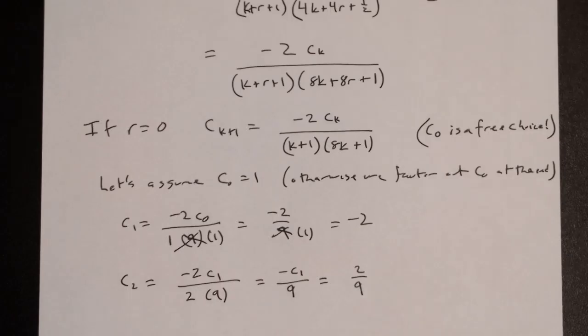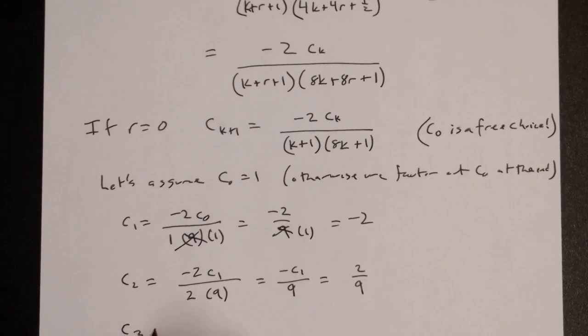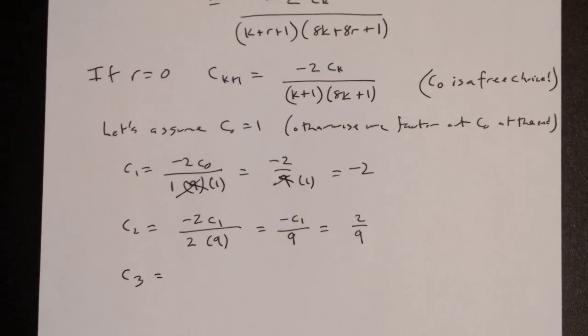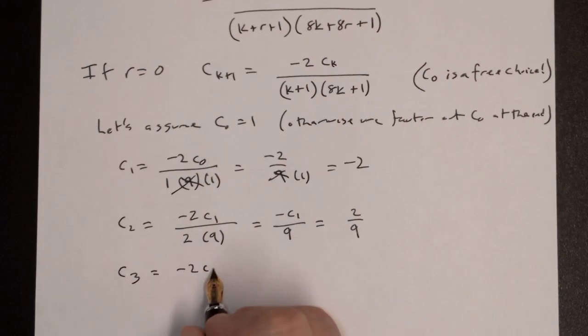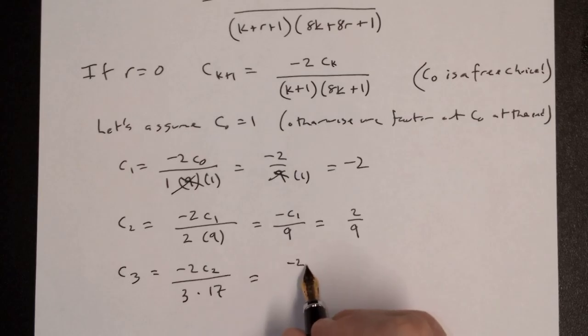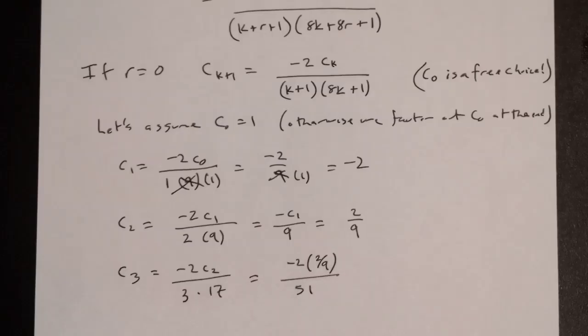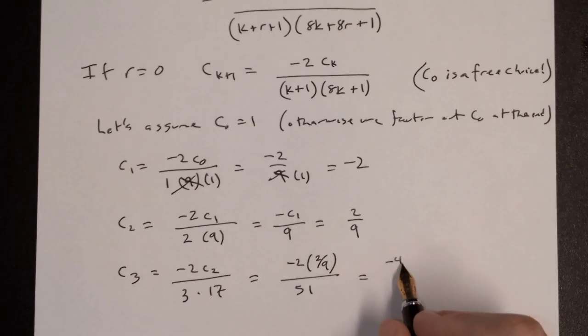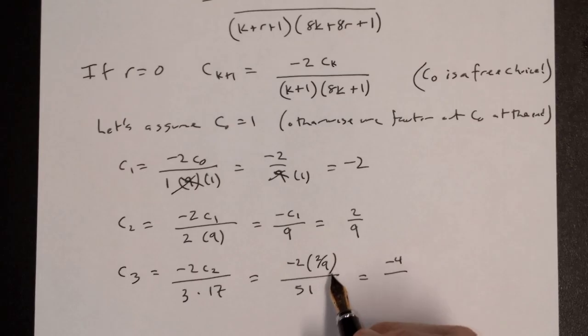I cross-listed my numbers here. And C3 equals, and I can keep going, right? I can go as far as you want. Negative 2C2 over 2 plus 1. 8 times 2 plus 1 is 17. So I get negative 2 times 2/9 over 51. Well, this is going to be disgusting. Negative 4 over 459.